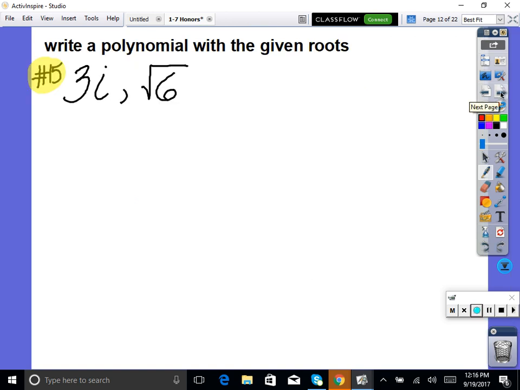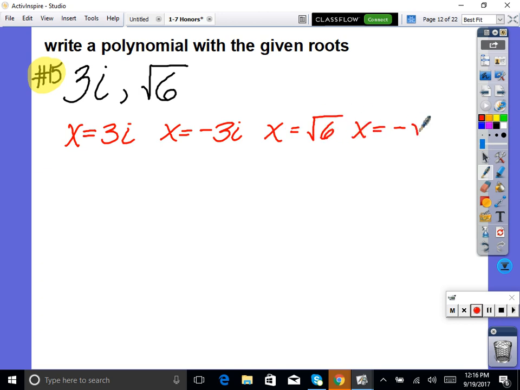Okay, let's do number 15 off the worksheet. Here we go. Write the polynomial with these given roots. So you would say to yourself, okay, cool, x equals 3i, so even though it didn't say, what else is a solution? Negative 3i. x is equal to root 6, which is irrational, therefore negative root 6 is also a solution. It wants it in standard form, so I'm going to work backwards.